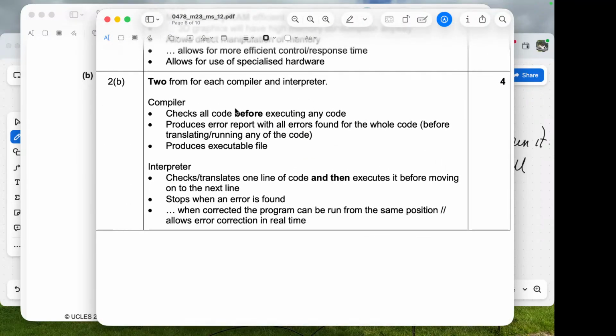The compiler checks all code before executing any code. It produces an error report for all of the errors in the code, and it produces an executable file. There is other stuff to that though, so that is really brief. The interpreter, like Python, checks and translates one line of code and then executes it before moving on to the next line. It stops when an error is found, and when it's corrected, the program can then run again.